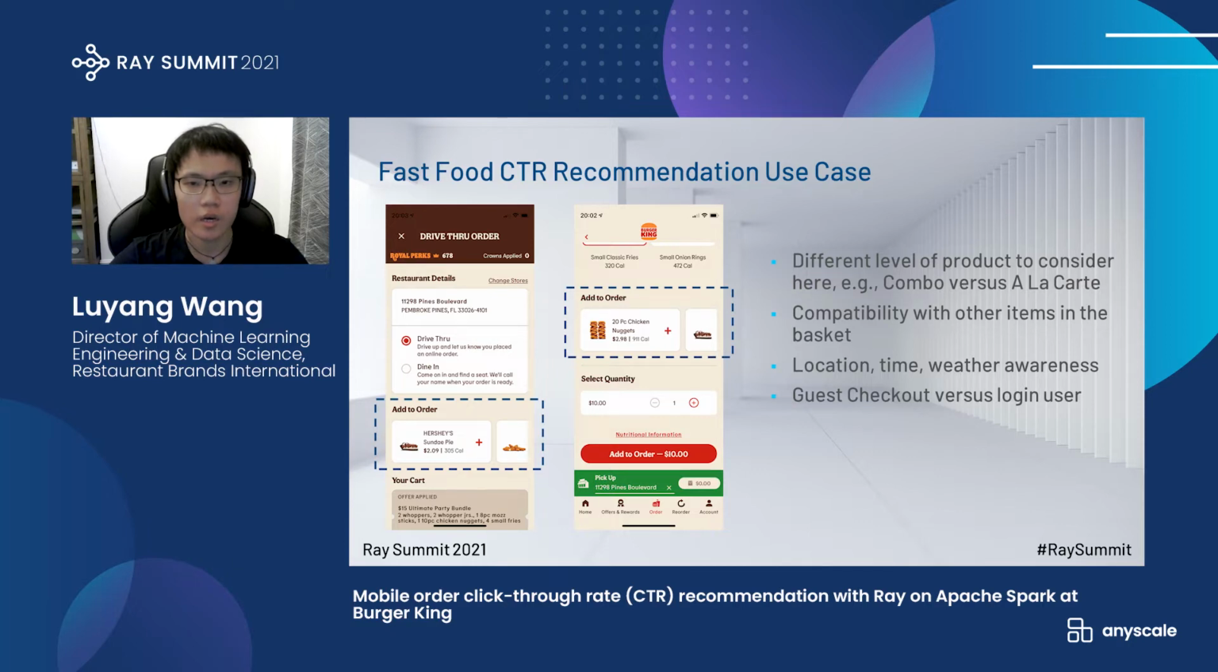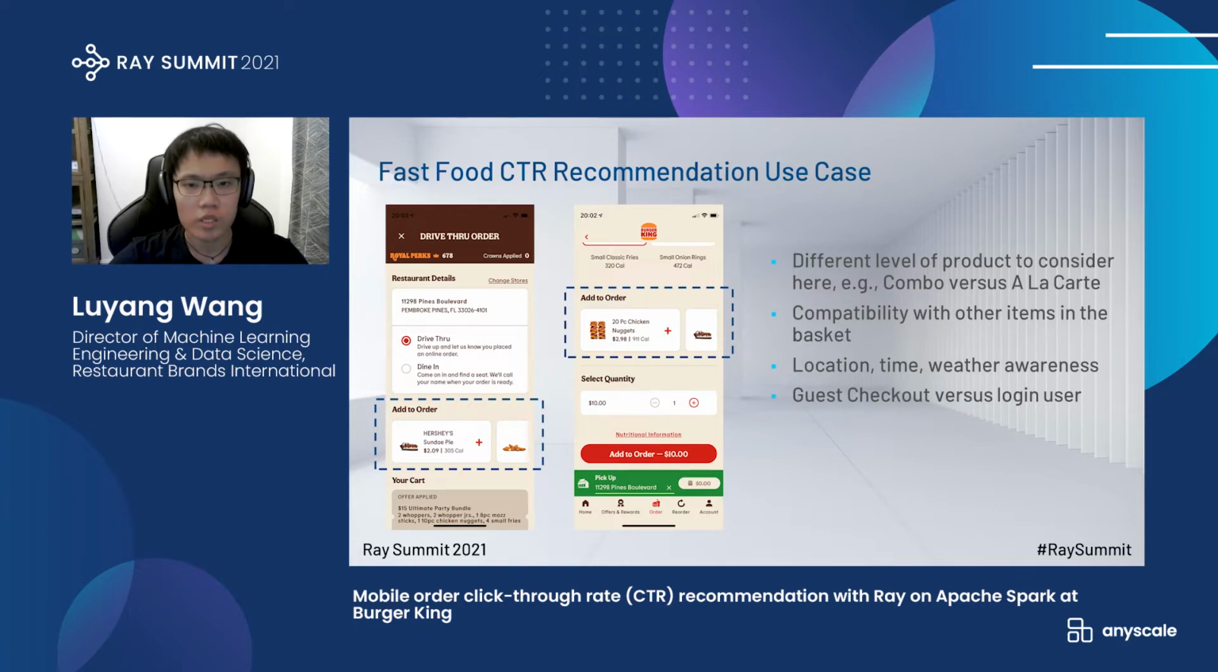And the second thing is compatibility. If you look at these two screenshots here, this is where we do recommendation in our mobile app. So it's very important that whatever we suggest here considers its compatibility with the other items the customer already added to the cart. You don't want to recommend another large sandwich when the customer already has a Whopper combo in the cart. So compatibility is something a recommendation system needs to handle out of the box.